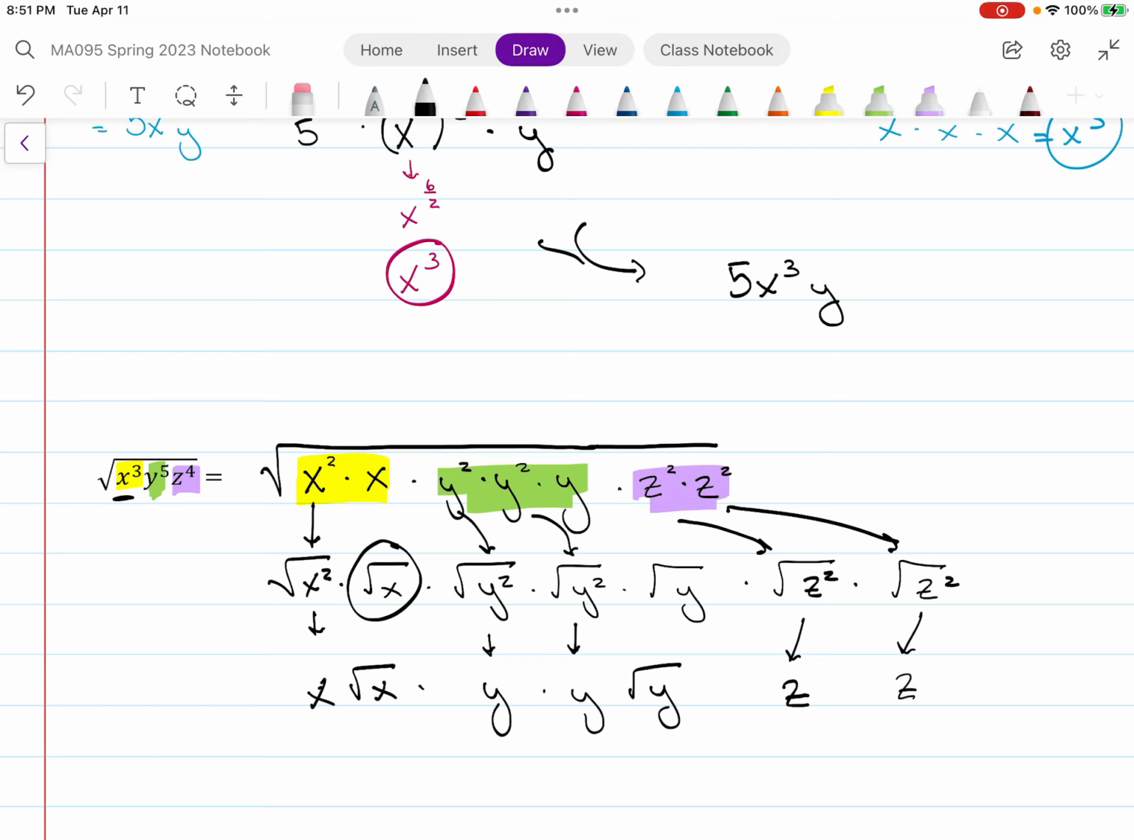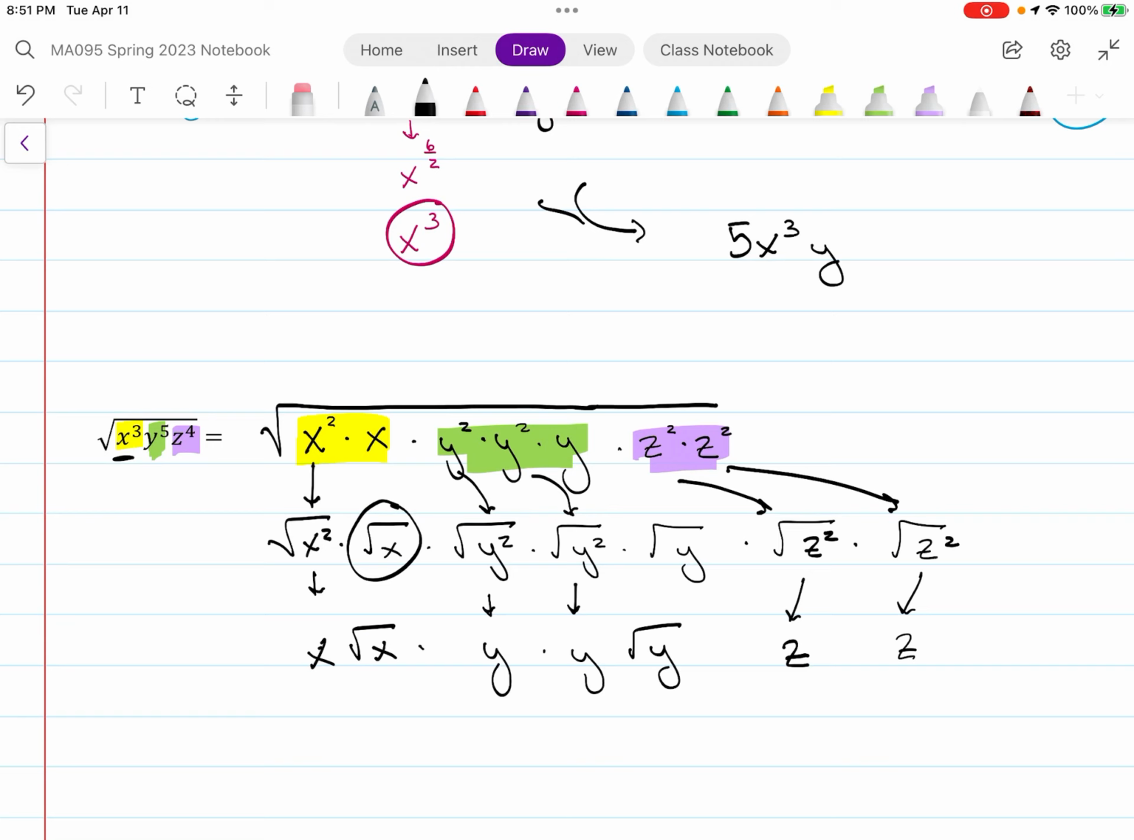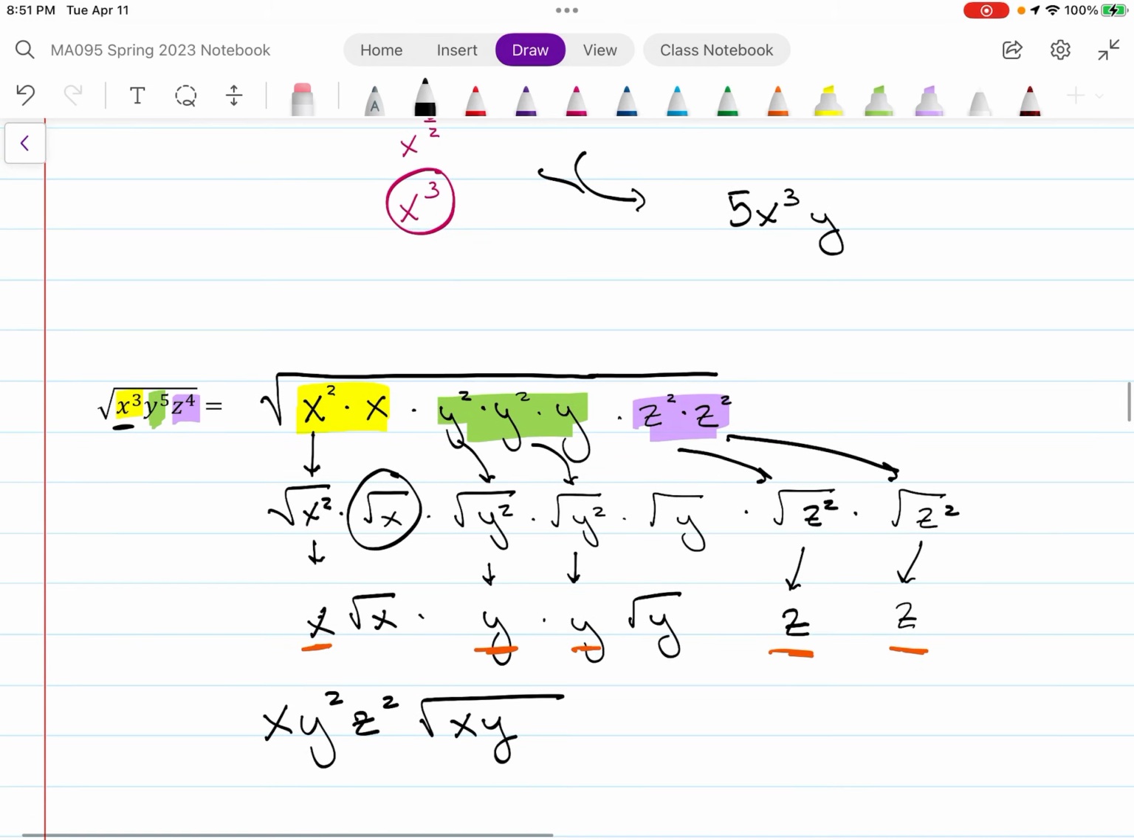All right, so now we're going to have to combine all of this. I'm showing you the very, very long way. You will get better at this and see how many pairs are in each one, and you can just pull them out. So now everything that is outside of a square root, I'm going to combine. So I've got an x, I've got two y's, so y squared, and I've got two z's, z squared. Now underneath the radical, I've got an x and a y, or you can just write xy. And that is the final answer. That's simplified.